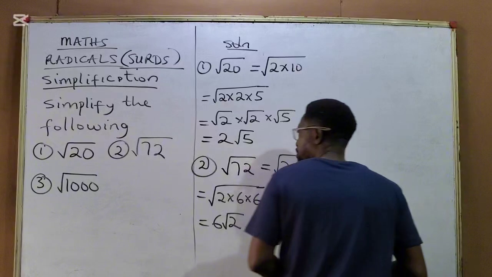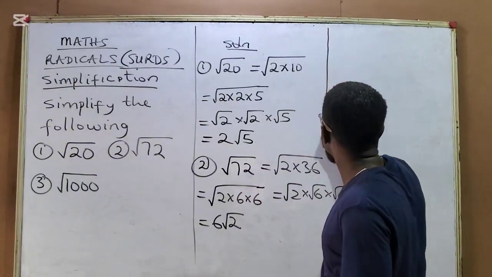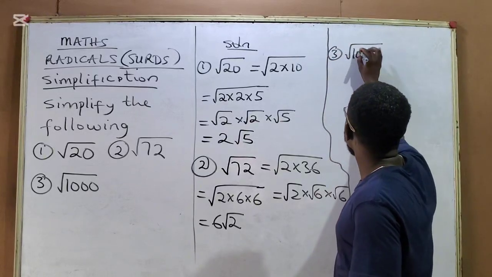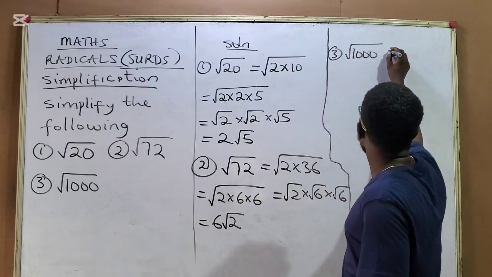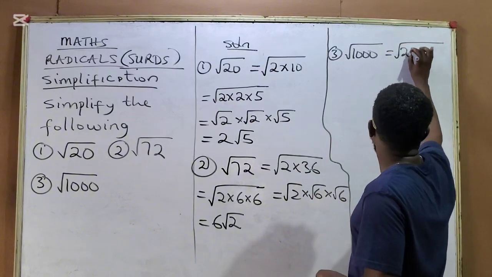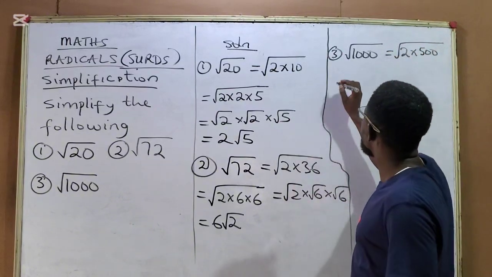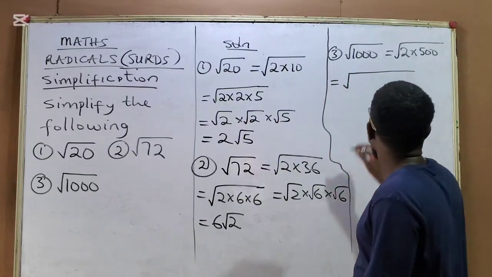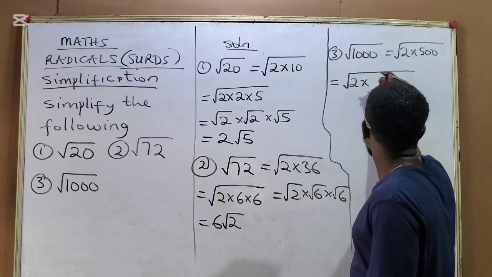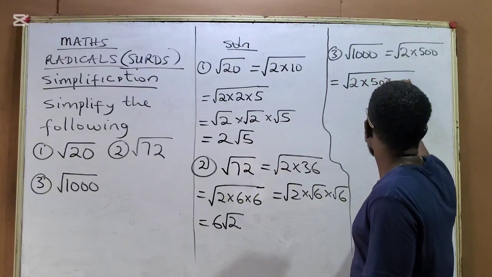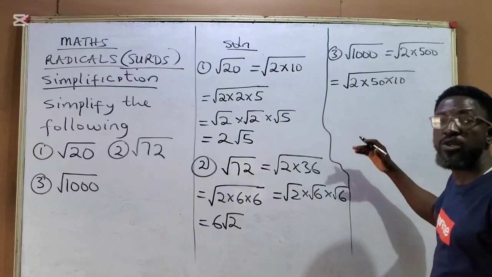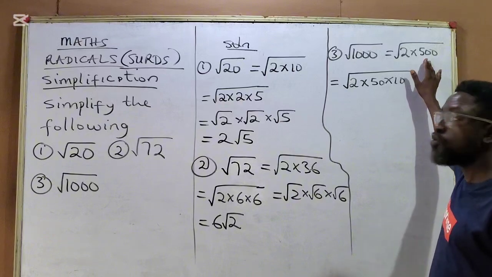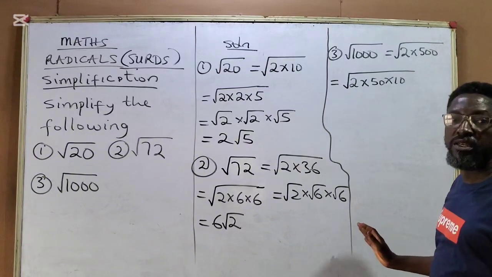Okay, there's another question there. Root 1000. We still use the same approach. Write 1000 as 2 times 500. Then you can break this one further. You can write 500 as, let's say, 50 times 10. You can use any number you like. The point is that you just reduce it until you get to the smallest number. But you can also write this one as 250 times 2. You still arrive at the same answer.